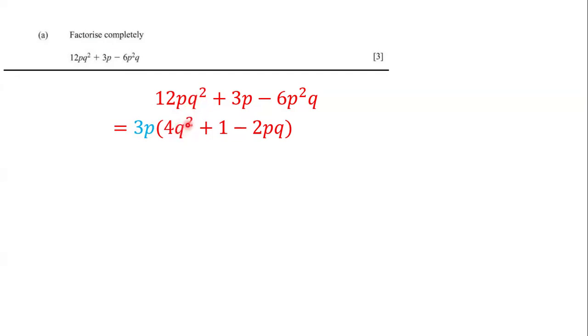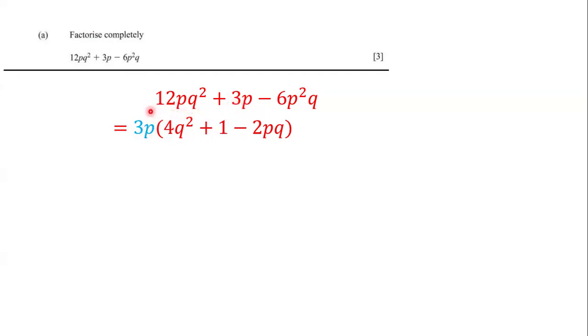And so the q squared is accounted for, which means that if we have 3p times 4q squared, when we multiply them together, we get 12pq squared. And so that's what we want. We want when we multiply this term by this term, we get the term on the top. Now we ask ourselves, what times 3p is going to give me 3p? The answer is 1 because 3p times 1 is 3p. And so we're good with that.